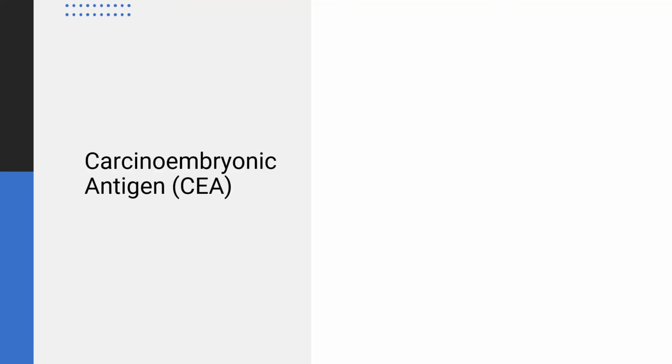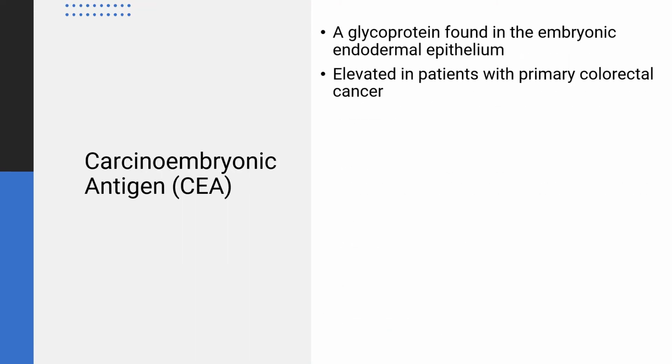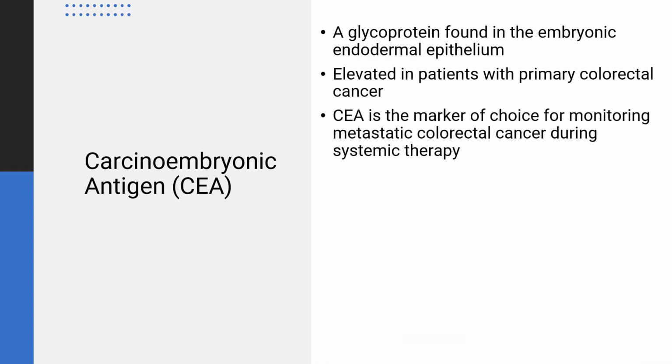Carcinoembryonic antigen, CEA, is a glycoprotein found in the embryonic endodermal epithelium. It's elevated in patients with primary colorectal cancer. So it is the marker of choice. It is the best marker in assessing metastatic colorectal cancer after therapy.